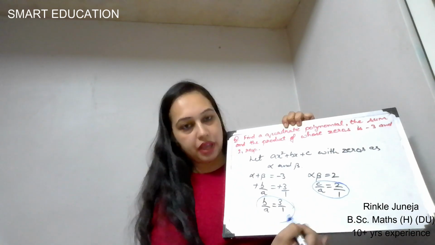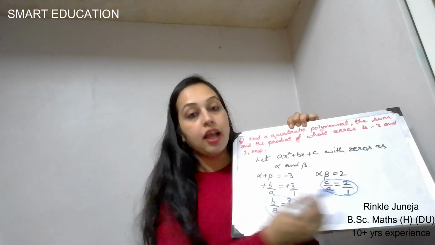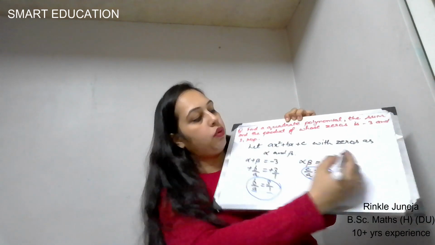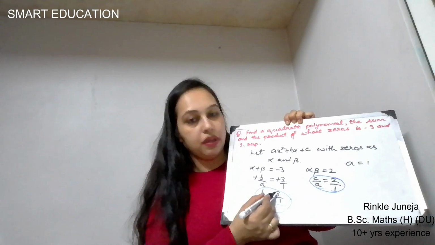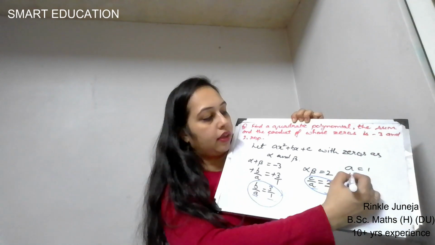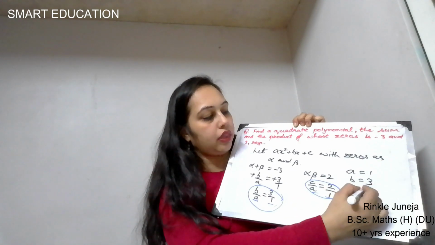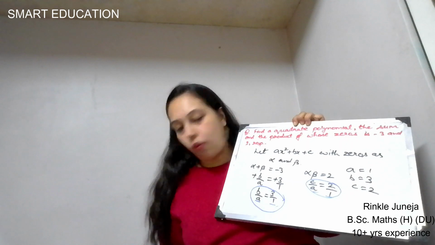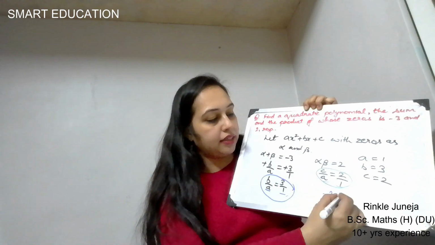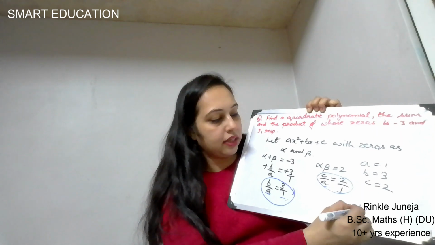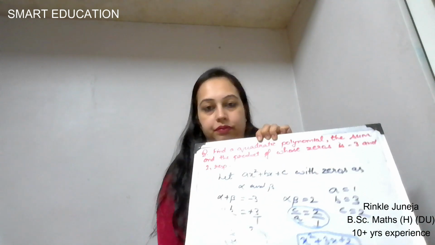Can you see, on comparing, the value of a here is 1 and here also a is 1. So we can conclude that the value of a is 1. If a is 1, then b will be 3, right? And c will be 2, correct? So the required polynomial is going to be x square plus 3x plus 2. This will be our final answer.